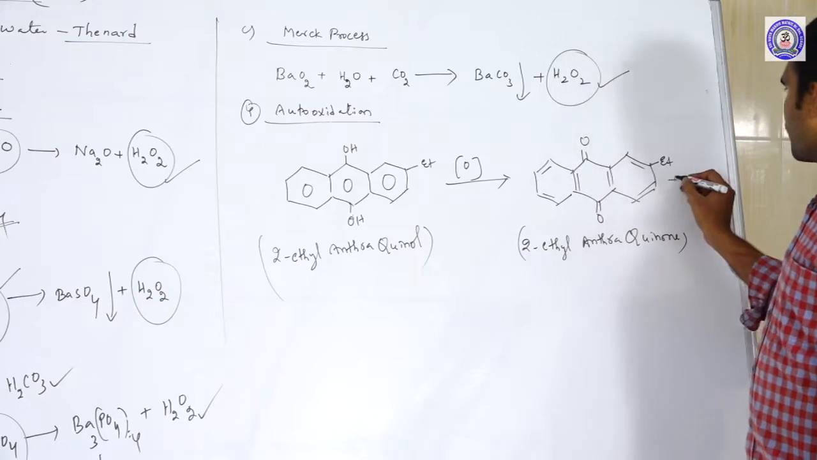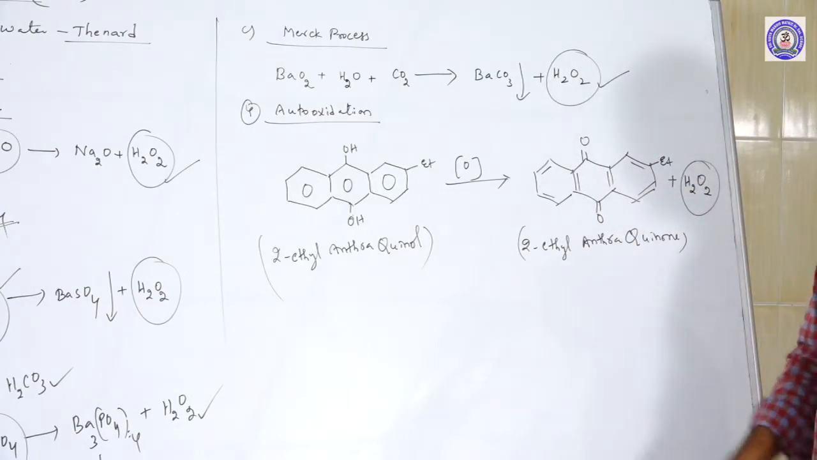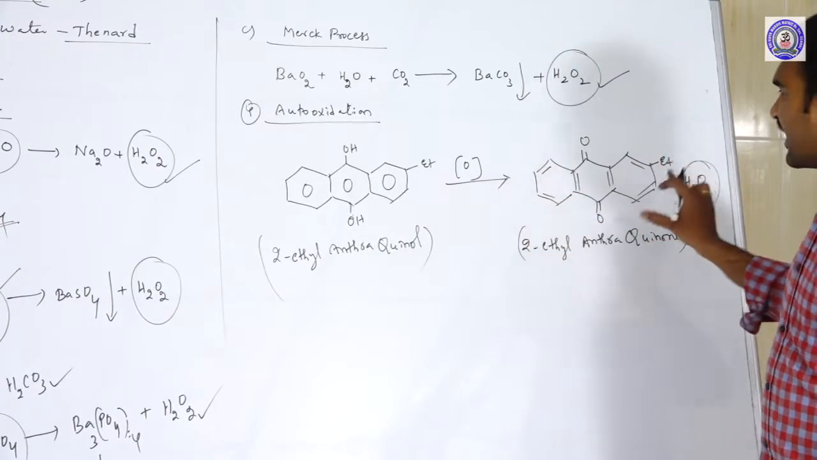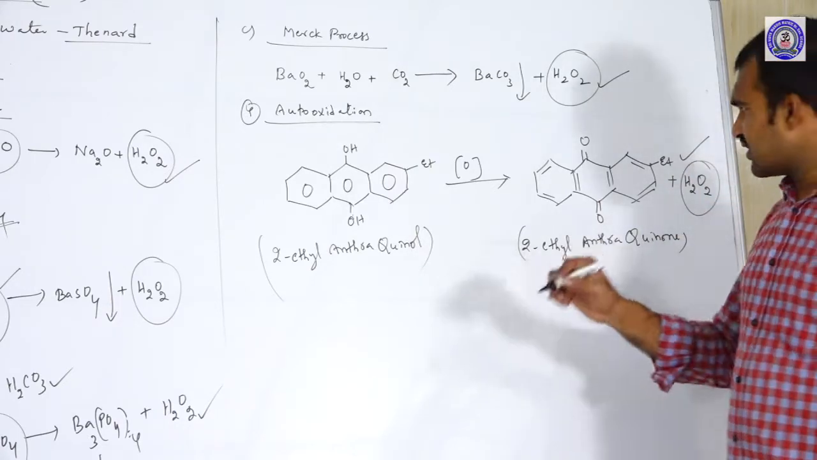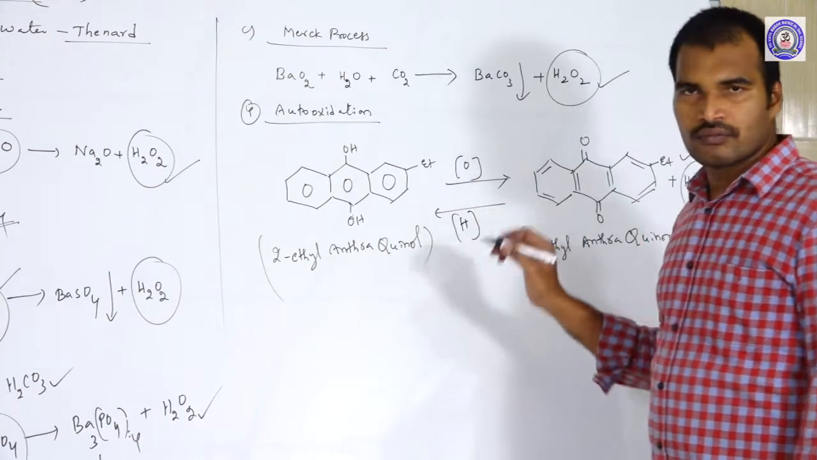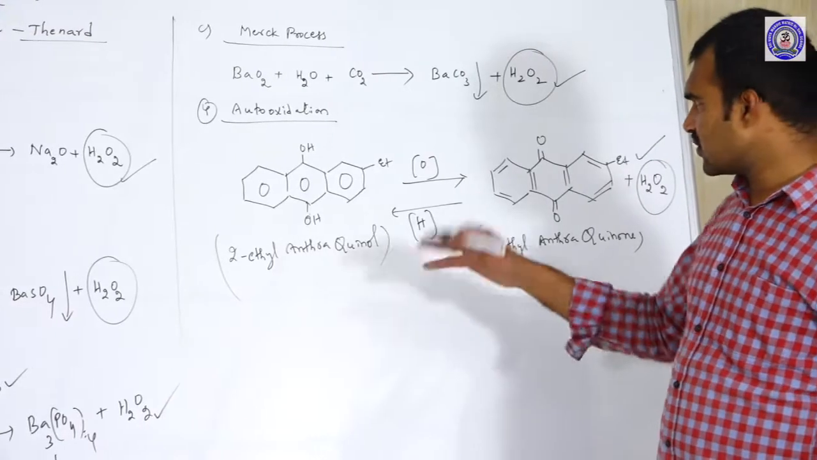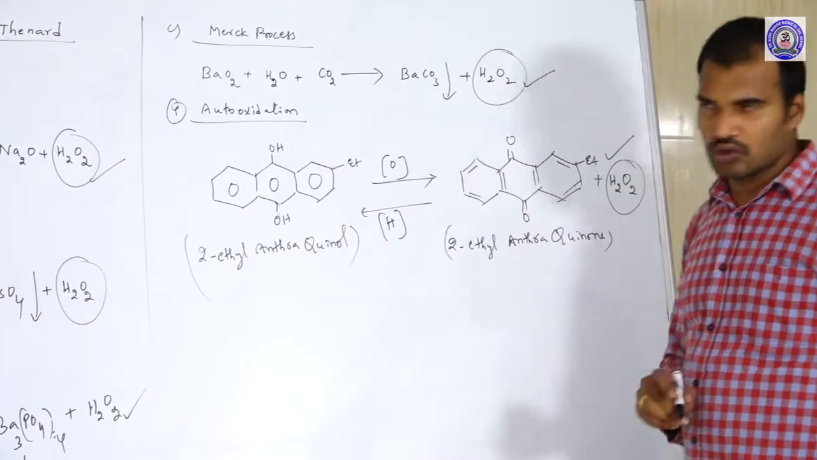While this happens, we get H2O2 as a product. So when 2-ethyl anthraquinol is oxidized, we get 2-ethyl anthraquinone and also H2O2. If 2-ethyl anthraquinone is reduced, it comes back into 2-ethyl anthraquinol. Like this, by auto-oxidation we can prepare H2O2. This is the fourth process.